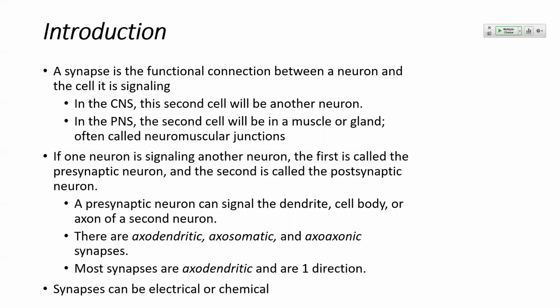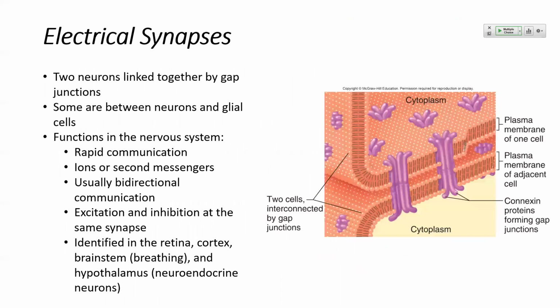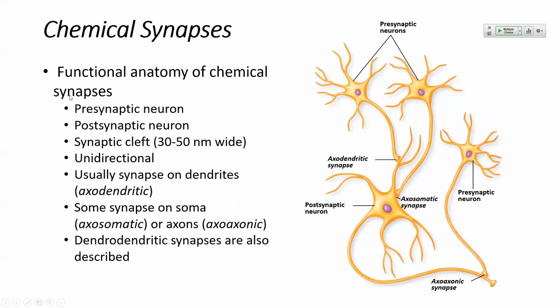Now, synapses can be electrical or chemical, and we'll describe those in just a minute. But I want to jump to this slide to describe these types of connections. So we talked about the axodendritic, which is this connection. So this is the most prevalent connection. This is what we're going to be referring to as we continue on to speak about synapses. This is between the axon terminal and the dendrites, the receptive dendrites of the neighboring neuron.